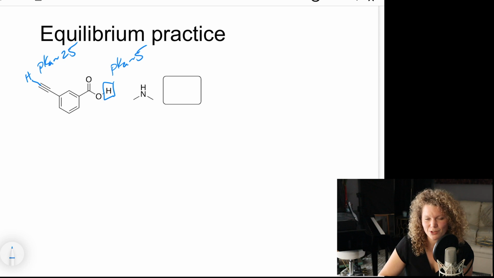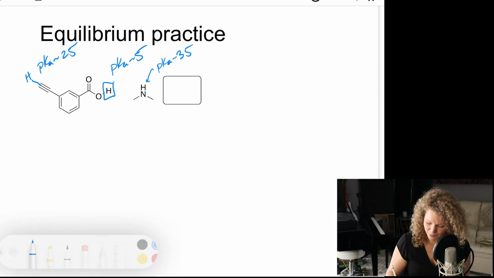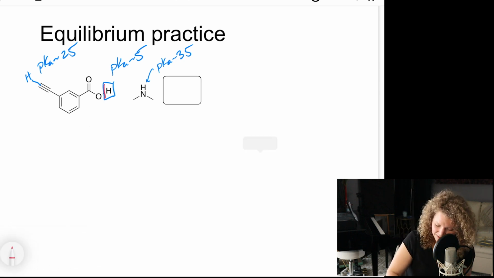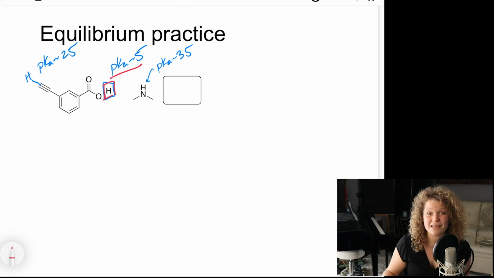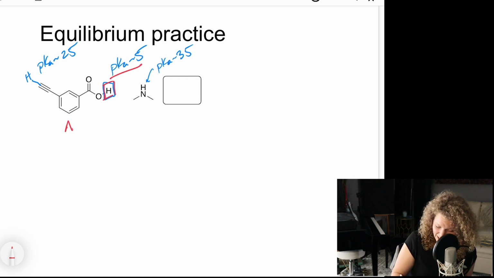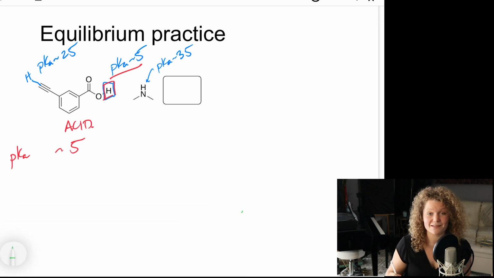What about this nitrogen? Could this act as an acid? Well, the pKa of that proton there is around 35. It's not likely to act as an acid. We have a pretty acidic proton on our carboxylic acid. So this proton here with a pKa of 5 will be our acid. So this is our acid. Let's write the pKa of this molecule, which is around 5. Let's draw our arrow pushing mechanism to show this.